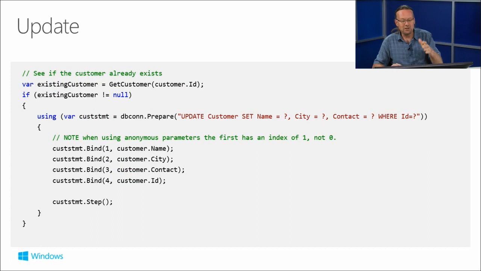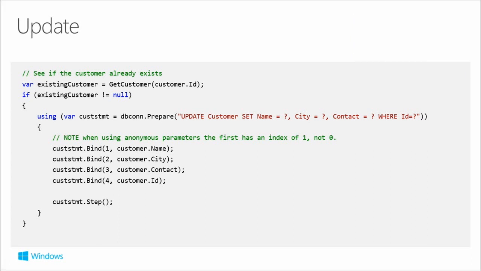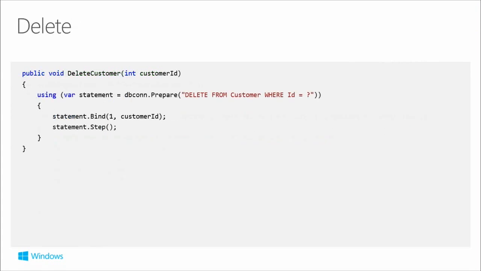Update, you update customer, set name equals variable, city equals variable, contact equals variable, where ID equals another variable. Again, 4 bind statements to plug in those values to complete that statement, then step to do the update. And to complete the CRUD operations, delete. Delete from customer where ID equals some variable, supply the key value, and then step to execute.